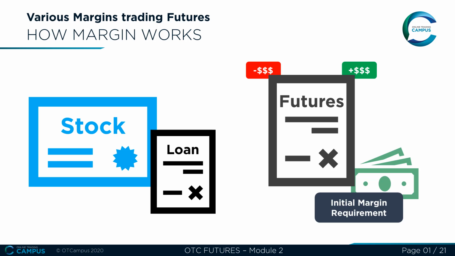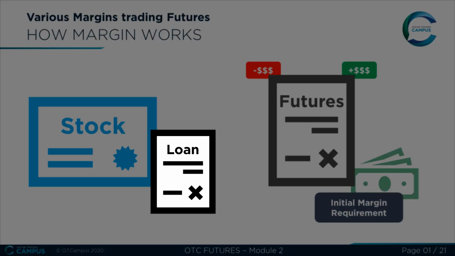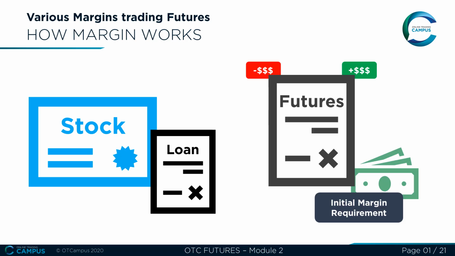Margin is the amount of funds required to enter a futures position, which is usually a fraction of the contract's total value. Margin for futures is different than margin for stocks. In stocks, you borrow against your assets like a loan. In futures, you put down a good faith deposit called the initial margin requirement. It's important to note that gains or losses on futures positions could exceed the initial margin requirement. Understanding margin is essential for a futures trader.